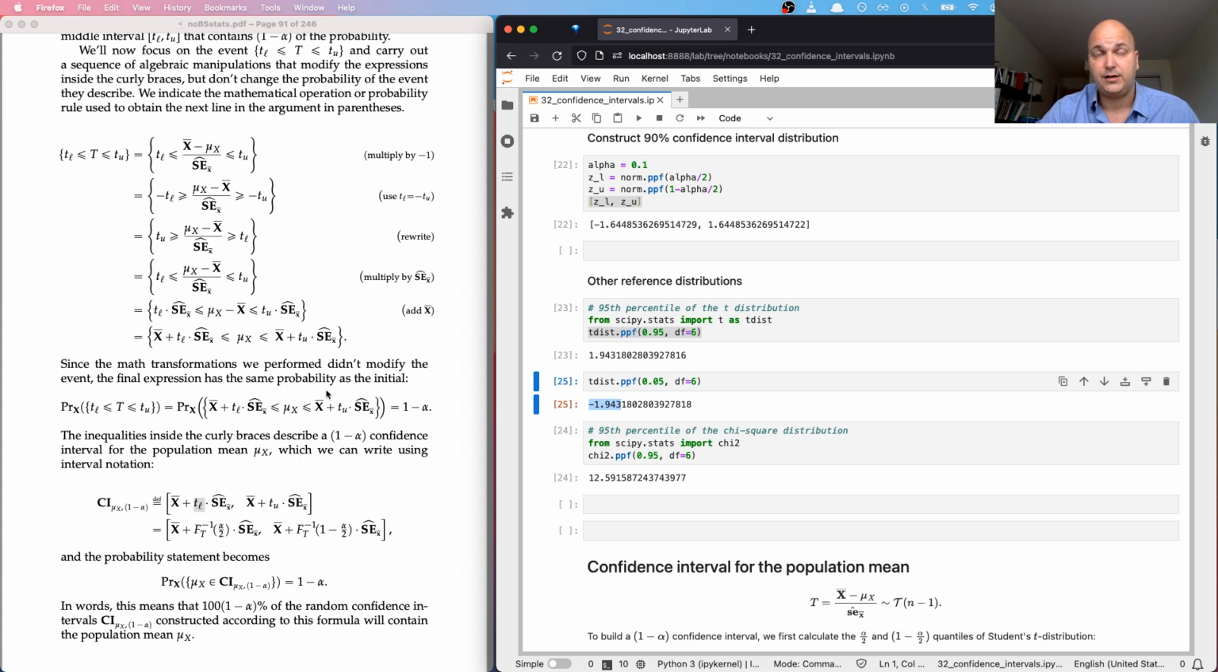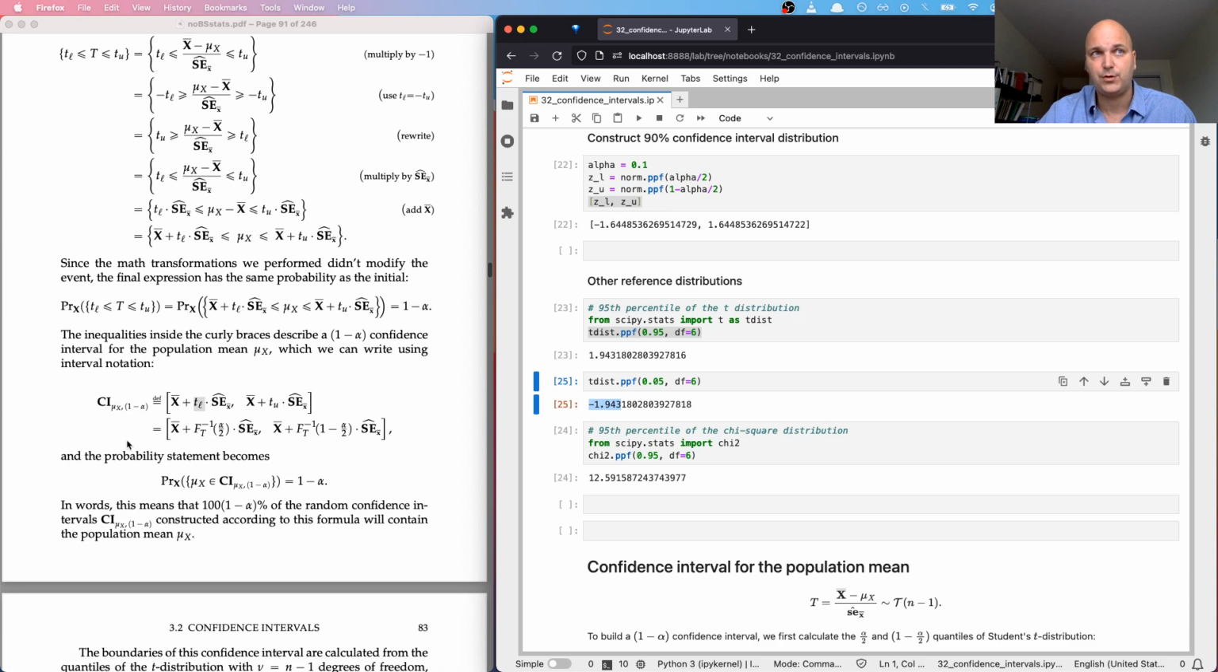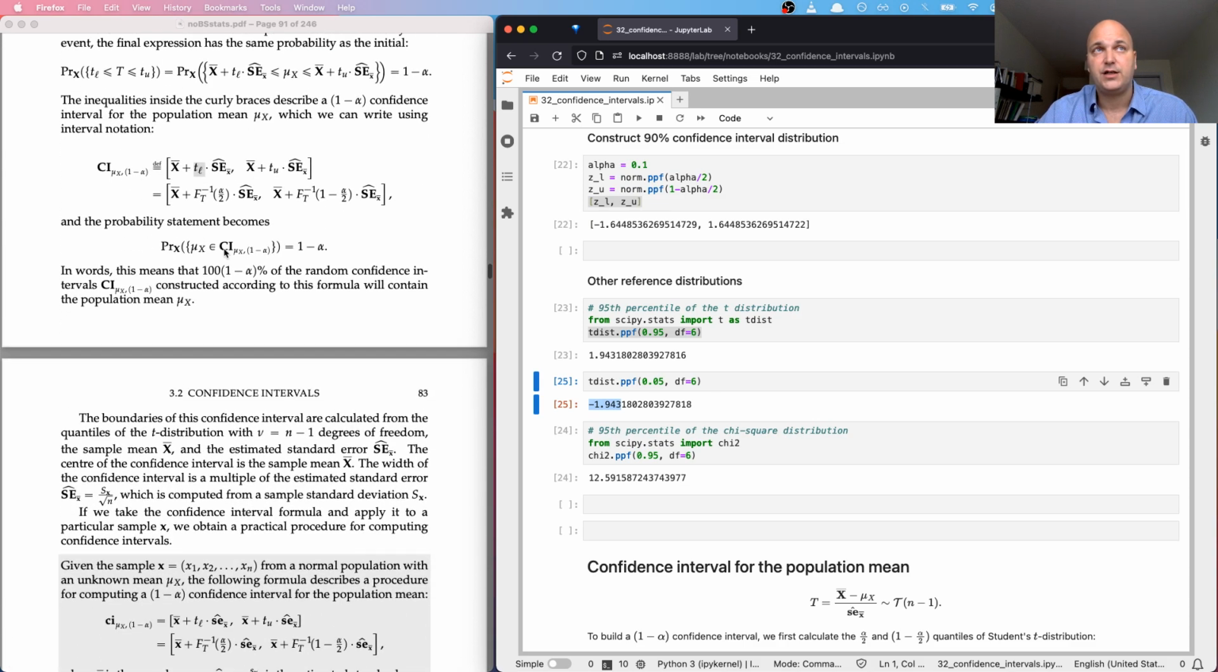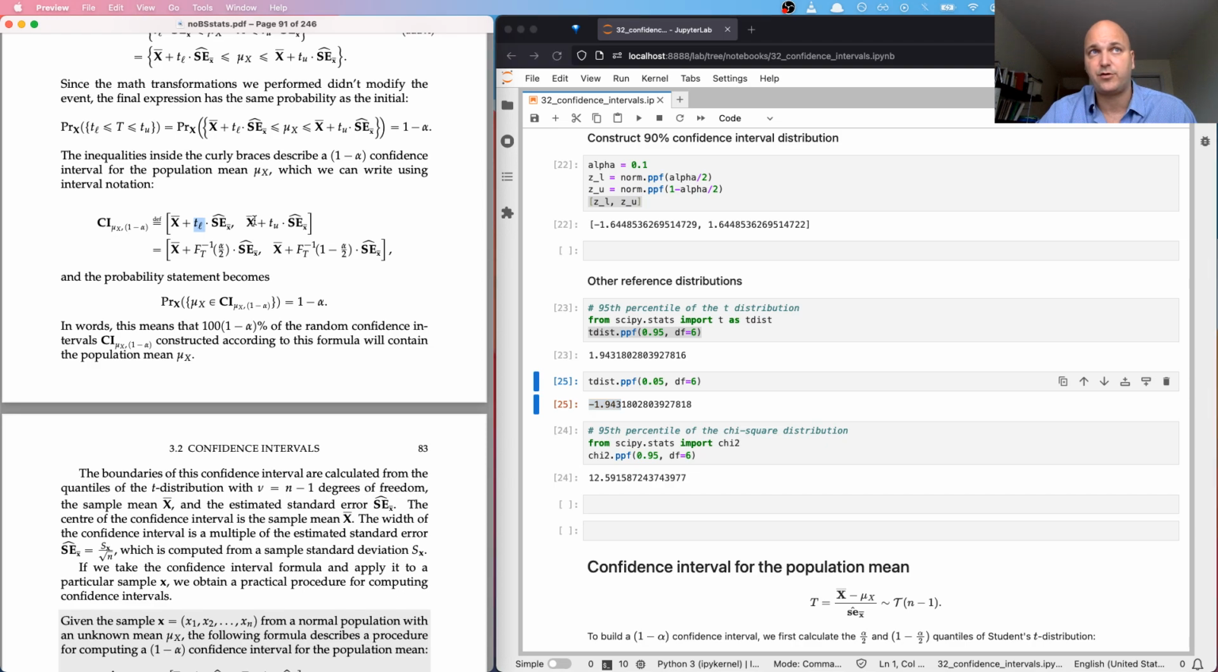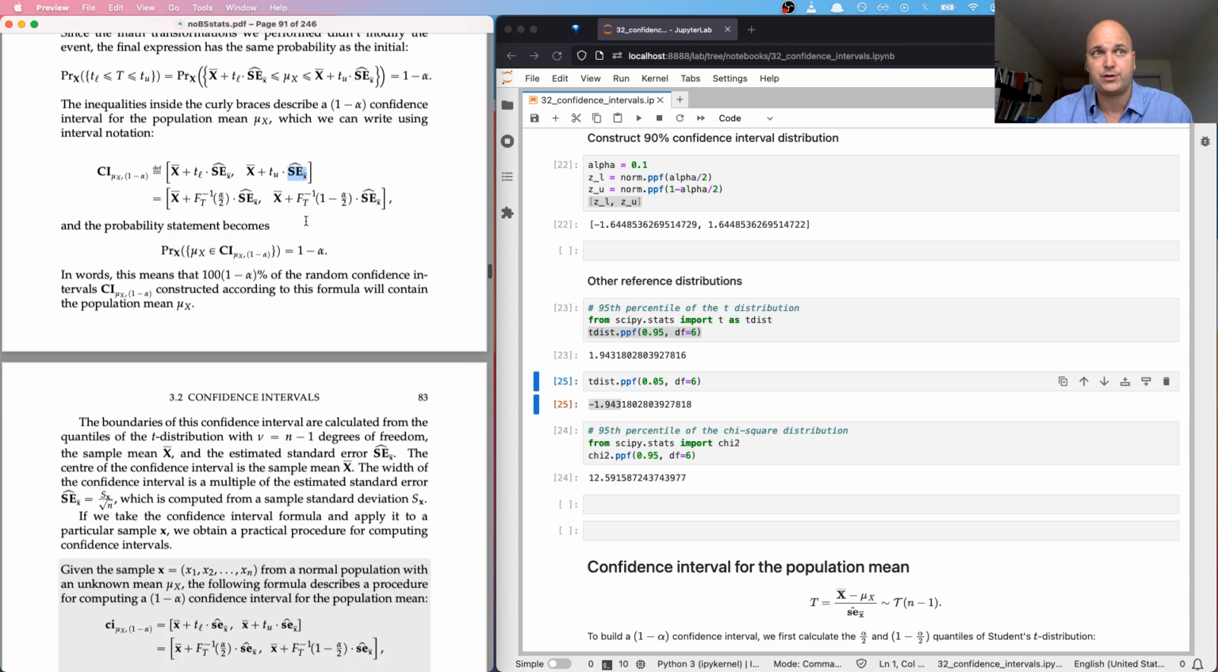Basically, we find a range of numbers that, because of our model of the variability of the samples, we know will correctly capture the unknown population mean 90% of the time. Note, the probability statement is made with a capital CI. So this is capital X means for a random sample, the standard error computed from a random sample, and so on and so forth.